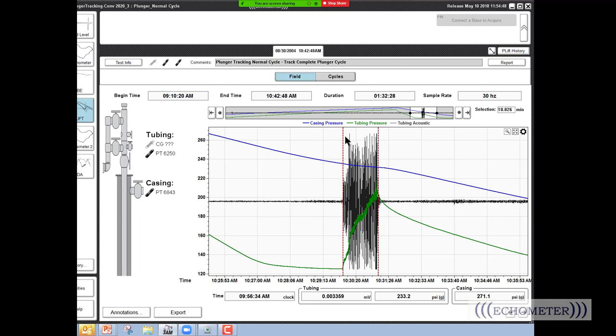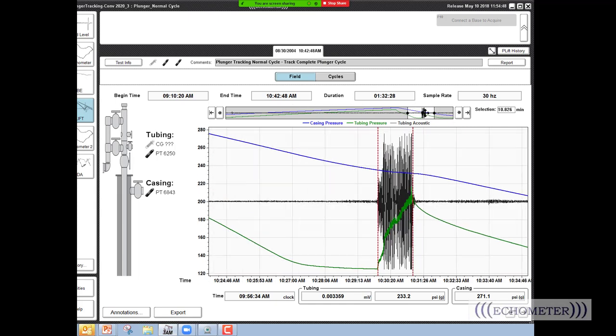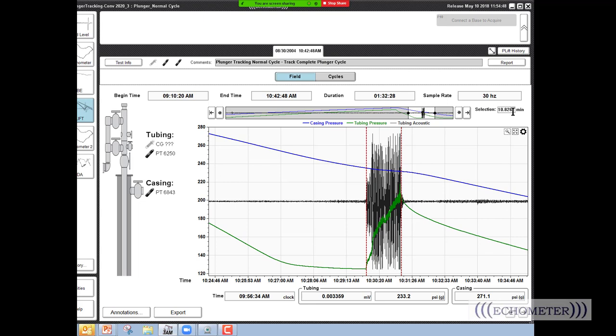These dashed lines right here are the annotations that we marked this trace with while we were acquiring data. When we were acquiring data, we saw the liquid arrive and we saw the plunger arrive. So we put those annotations on this data set so that we could know what happened right there for later analysis. This is the entire time right here, and I can move through this time and look at it. I can change the time right here to a certain time interval. Here's 10.826 minutes. I can see when it started, and I can see when the test ended.